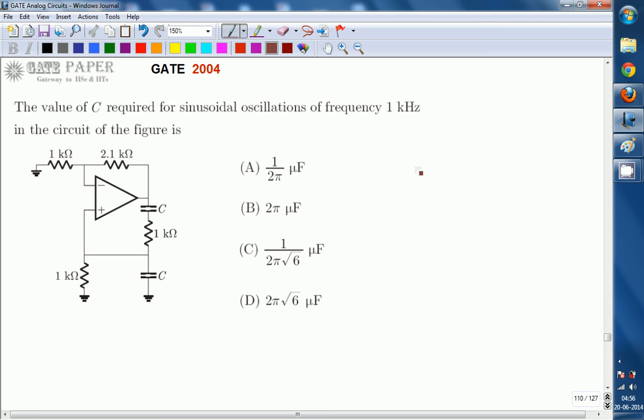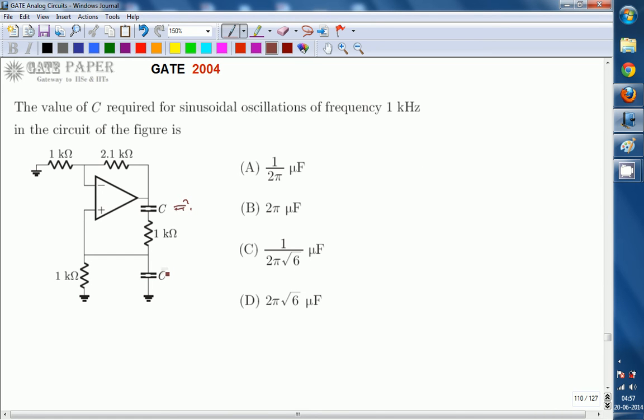Hello, we are discussing the GATE 2004 ECE paper, and this question is related to analog circuits. Look at the circuit diagram shown. The value of C required for sinusoidal oscillations of frequency 1 kHz. So if you want to generate sinusoidal oscillations of 1 kHz frequency, what is the value of C? That we are going to calculate for the given circuit.